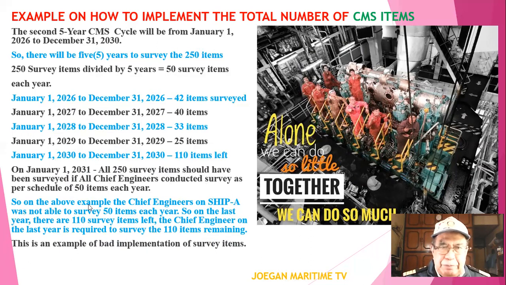So on the above example, the chief engineer on ship A was not able to survey 50 items each year. So on the last years, there are 110 survey items left. The chief engineer on the last year is required to survey the 110 items remaining. This is an example of bad implementation of survey items.